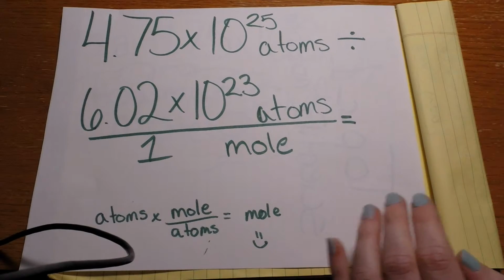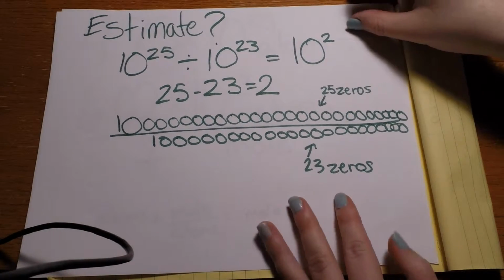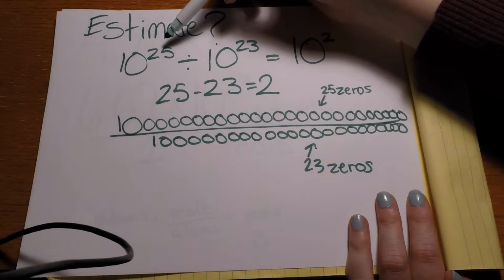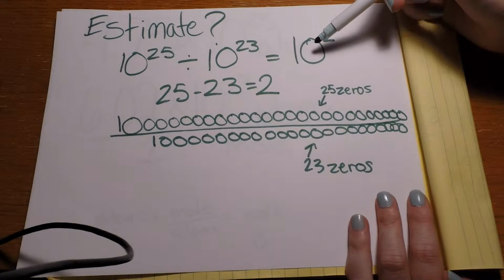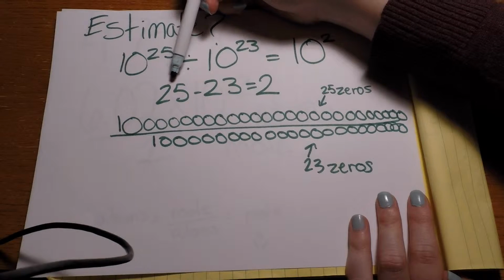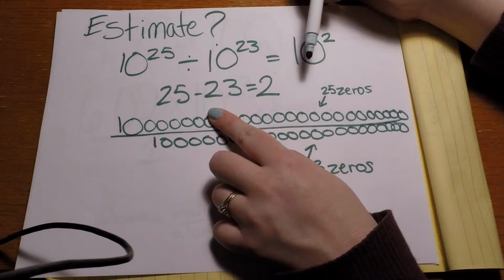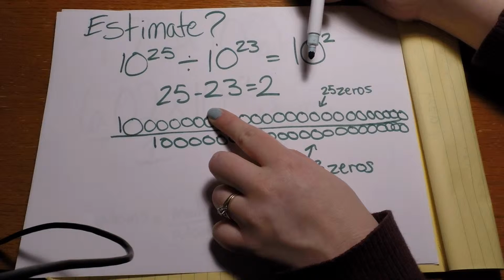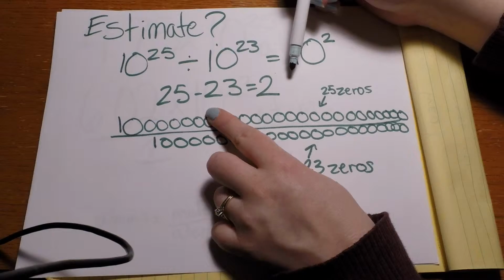So let's take a look at estimating what our right answer should be. Okay, so what would you expect it to be? When we're taking something that's 10 to the 25th big and we're dividing it by something that's 10 to the 23rd big, we should get something that's about 10 to the 2nd big. I can do that by taking 25 minus 23 equals 2. This right here is the step that I'm not seeing on a lot of papers, or I'm seeing done incorrectly. So why can I take 25 minus 23 equals 2?